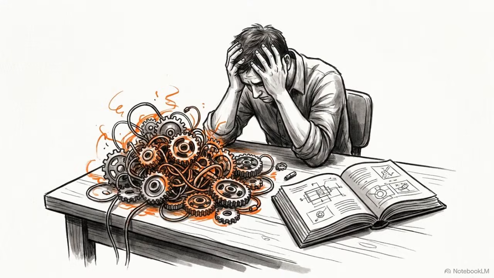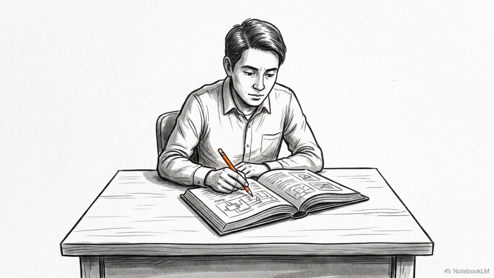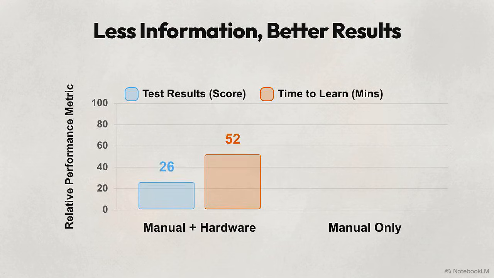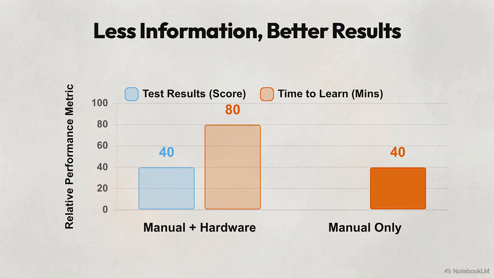The learners were divided into two test groups. Group A used an instructional manual alongside the actual functioning hardware. Group B used only a manual containing diagrams of the equipment. This bar chart displays the counterintuitive results. The manual-only group learned significantly faster and performed better on practical tests.